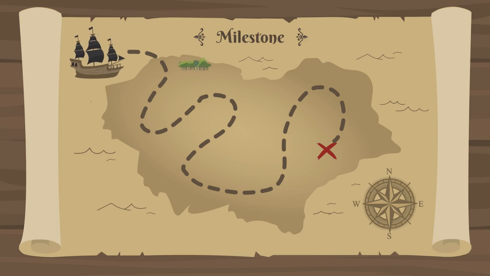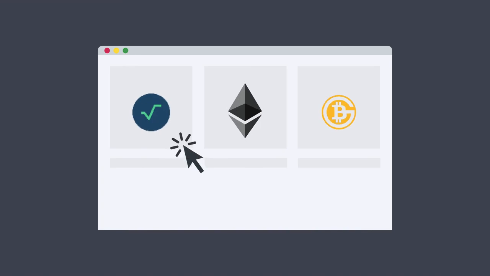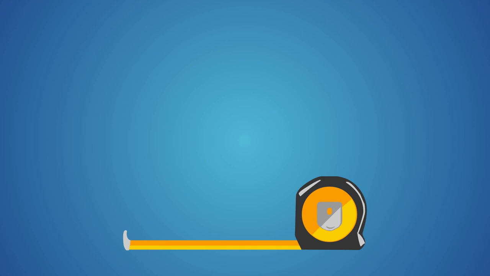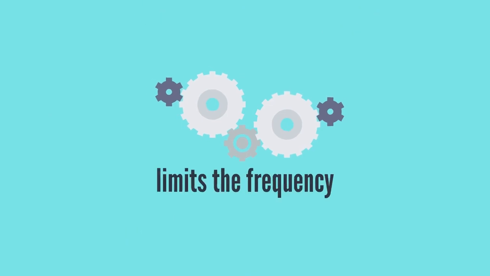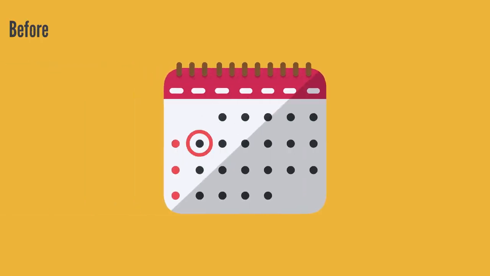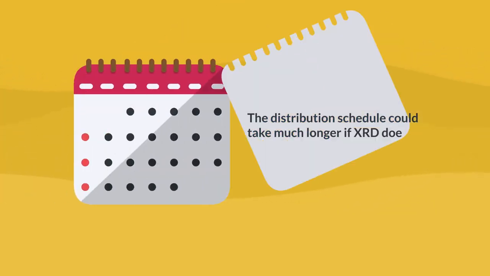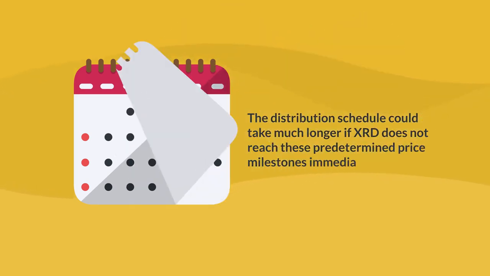The tracking and triggering of these milestones will commence after the initial distribution of the eRadix tokens, the ERC20 version of XRD, to token sale purchasers, and a reliable price feed can be established by the token generation event for the eRadix token price. After each unlock, the SMA measurement restarts from the first hour after the new tranche has entered circulation. This mechanism limits the frequency at which price-based unlocking can occur and ensures that a minimum of 7 days must elapse before a new tranche can be unlocked. The distribution schedule could take much longer if XRD does not reach these predetermined price milestones immediately.